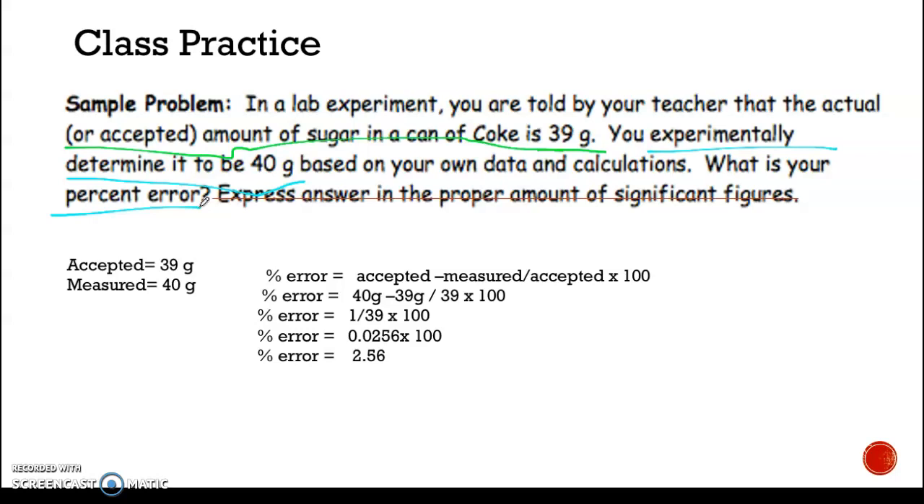And that's it. Easy peasy lemon squeezy. And that's how we do percent error. That is what accuracy and precision is, and this is how it's related to percent error.